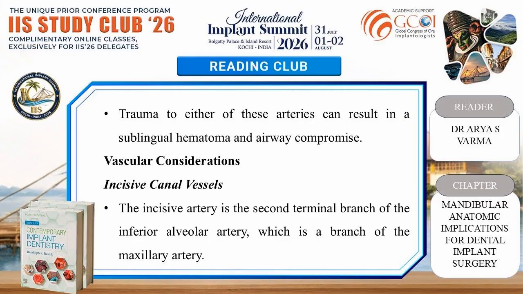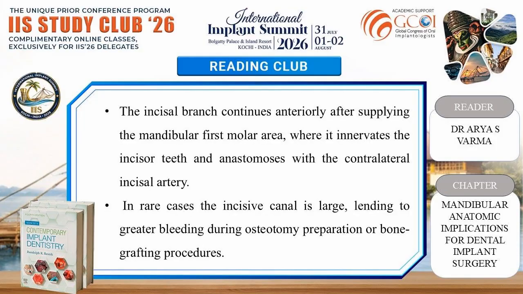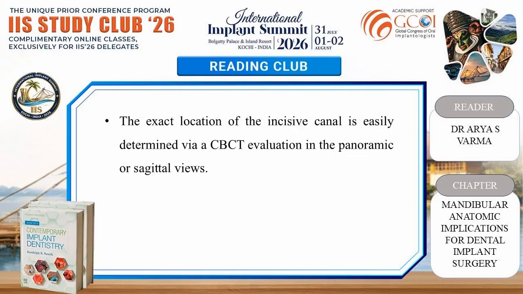Vascular considerations. Incisive canal vessels. The incisive artery is the second terminal branch of the inferior alveolar artery, which is a branch of the maxillary artery. The incisal branch continues anteriorly after supplying the mandibular first molar area, where it innervates the incisal teeth and anastomoses with the contralateral incisal artery. In rare cases, the incisive canal is large, leading to greater bleeding during osteotomy preparation or bone grafting procedures. The exact location of the incisive canal is easily determined via a CBCT evaluation in the panoramic or sagittal views.